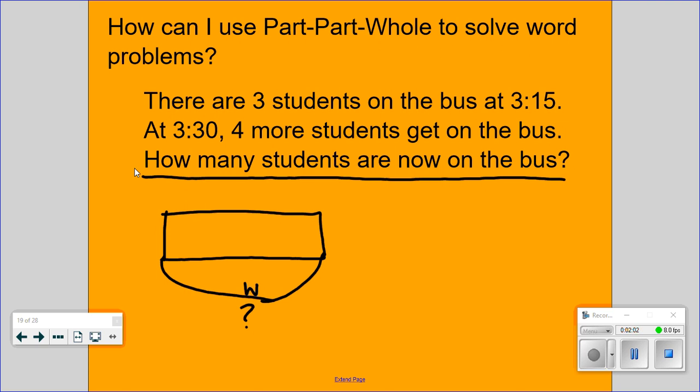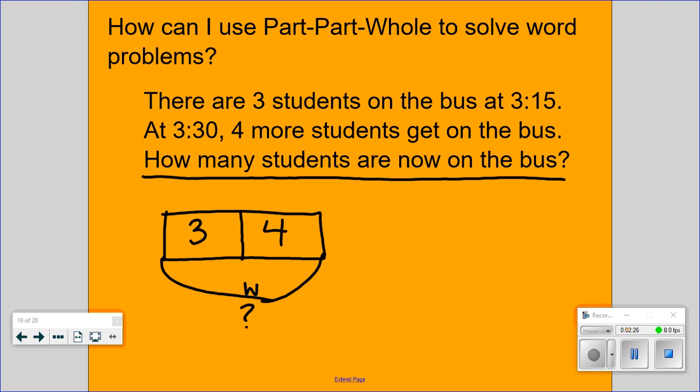I have 2 different times in which people are getting on the bus. So I'm going to split my bar into 2 different sections. My first section is going to be my 3:15 time. I'm going to put a 3 in that box, because that's the number of students who got on at 3:15. Now, at 3:30, 4 more got on. So my other box is going to represent that 3:30 time, and I'm going to write a 4 in it.